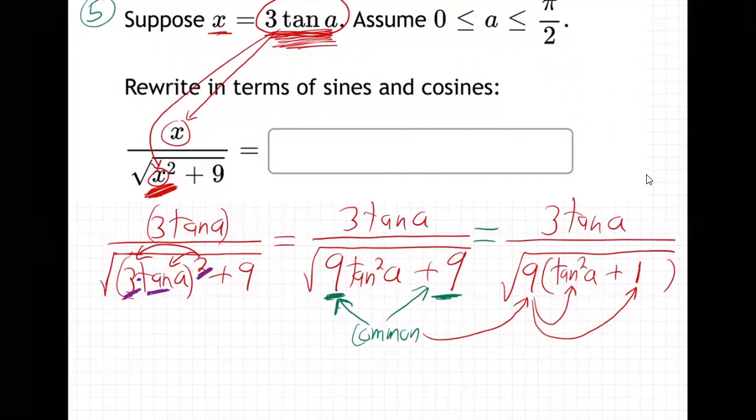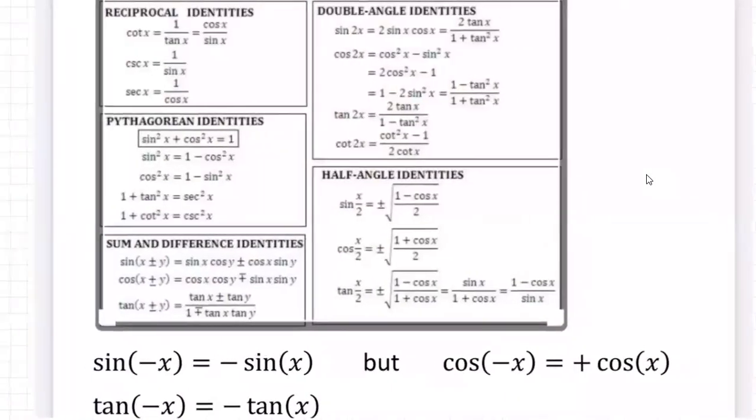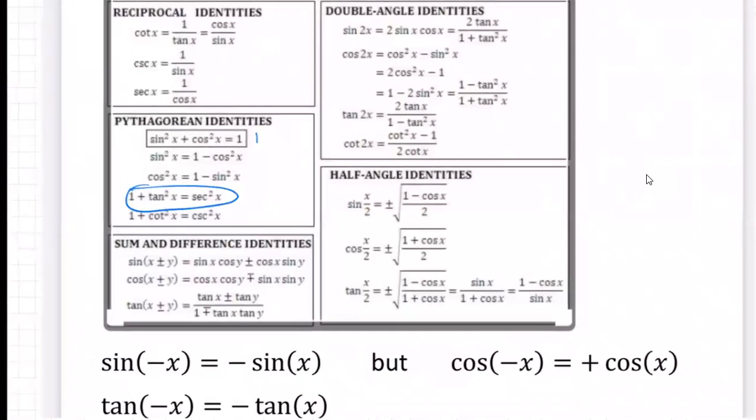Now, I told you there were 2 most important theorems in this section. The most important one is sine squared plus cosine squared is 1. We don't have that right now. But the second most important one from the formula sheet is 1 plus tangent squared is secant squared. That one is on your formula sheet. Let me show you your formula sheet. And it's super important. It's the second most important right here. So this is number 1, most important, and this is number 2.